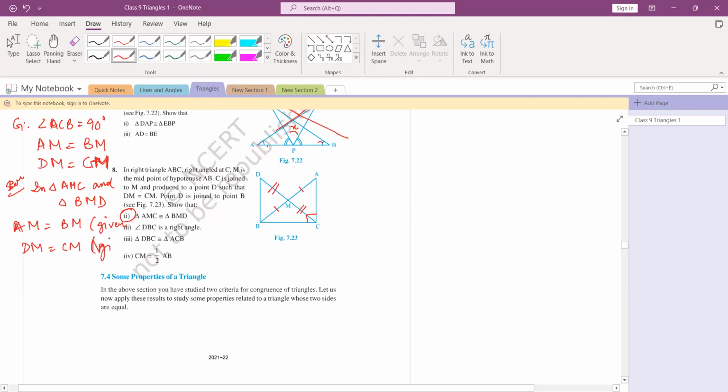So what is the third thing we need, side or angle? Yes, Miraj, what is the third information we require? Side.